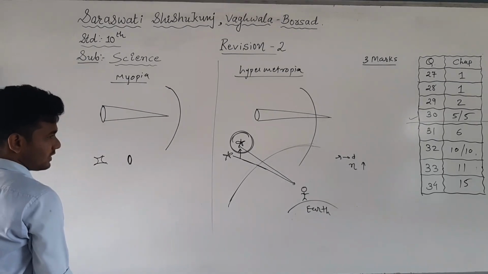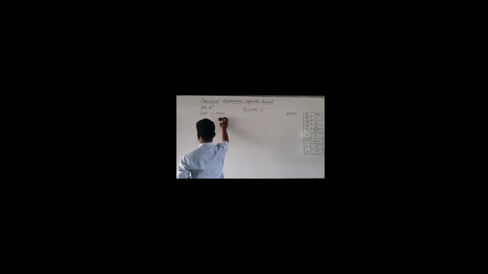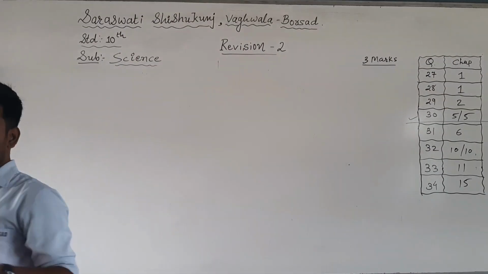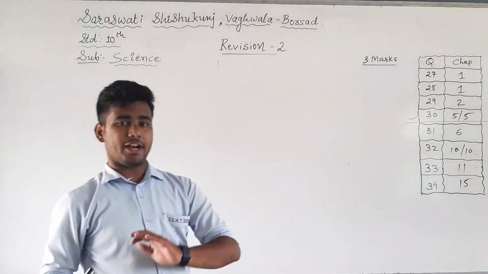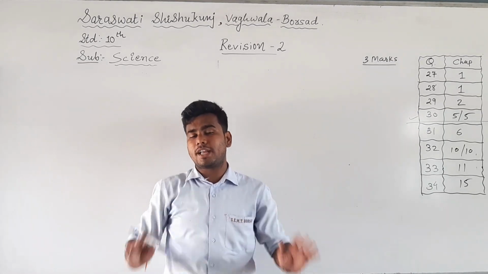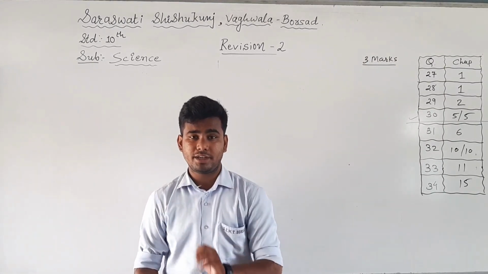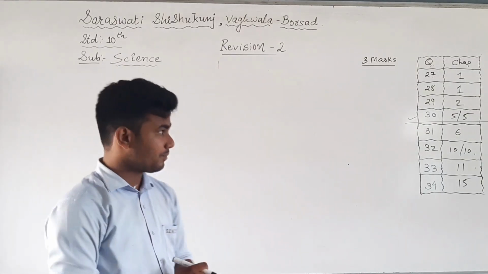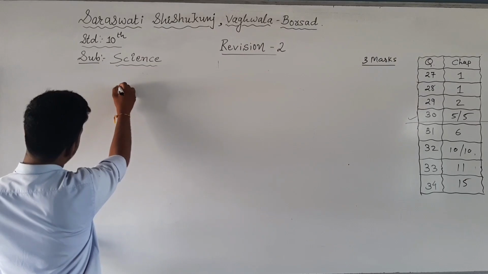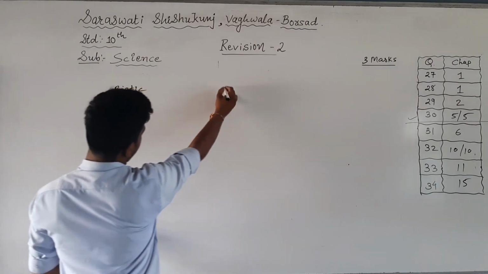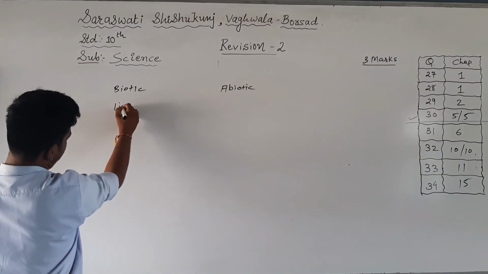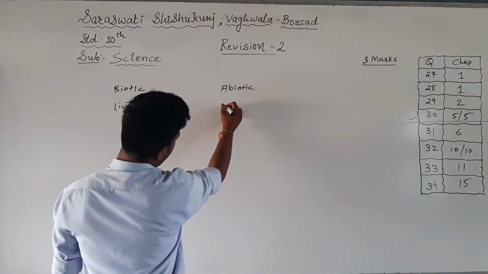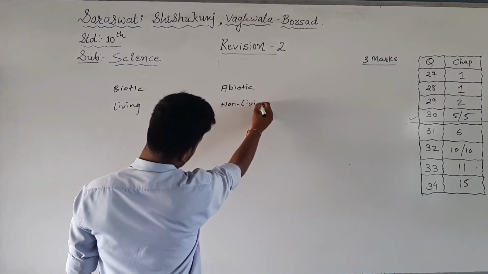Such types of questions can be asked to us from chapter number 15, and it's also almost very easy. In 3 marks they can also ask you the difference between biodegradable and non-biodegradable waste. Also they can ask you the components of the ecosystem, right? We have studied there are biotic components and abiotic components of the ecosystem. Biotic components are living components. Abiotic components are non-living components of the ecosystem.